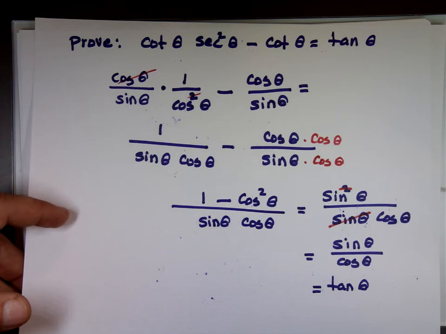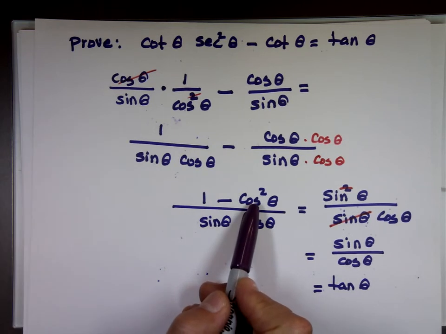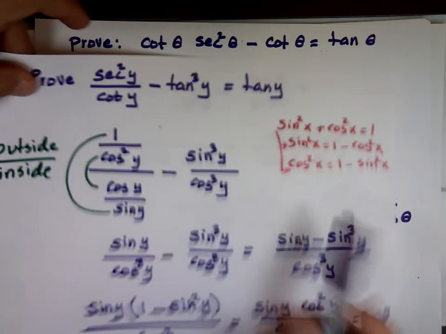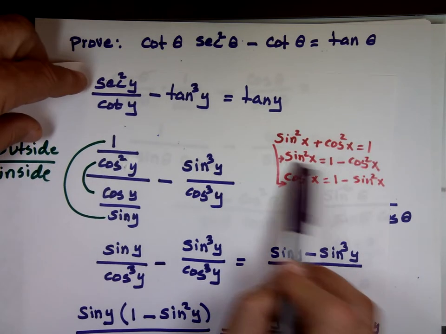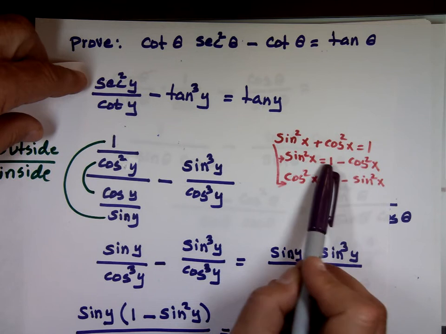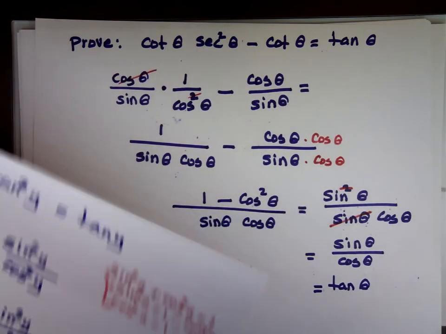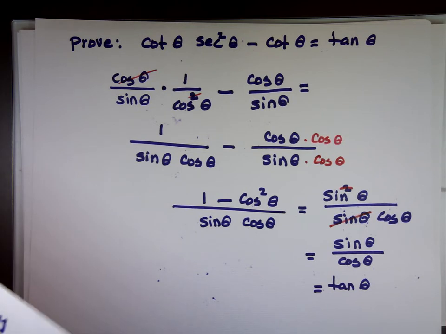Wait, how do we get the sine squared? 1 minus cosine squared. Oh, so we have to take basically, yeah. Yep, 1 minus cosine squared is sine squared. That's why, as I said, you want to have these equations on a sheet of paper so you can always look at them and see.